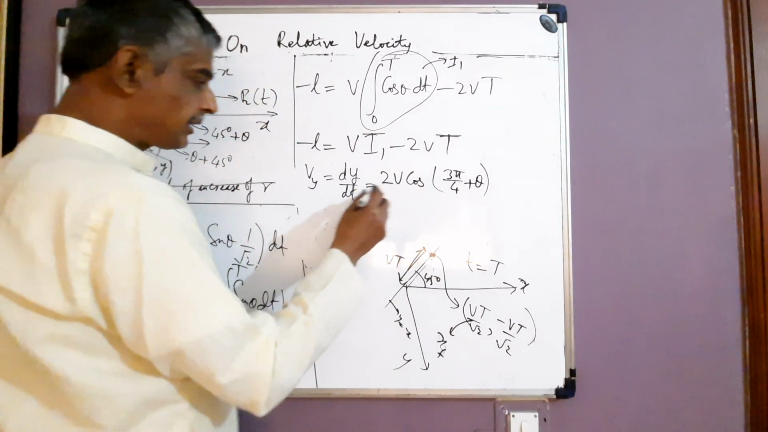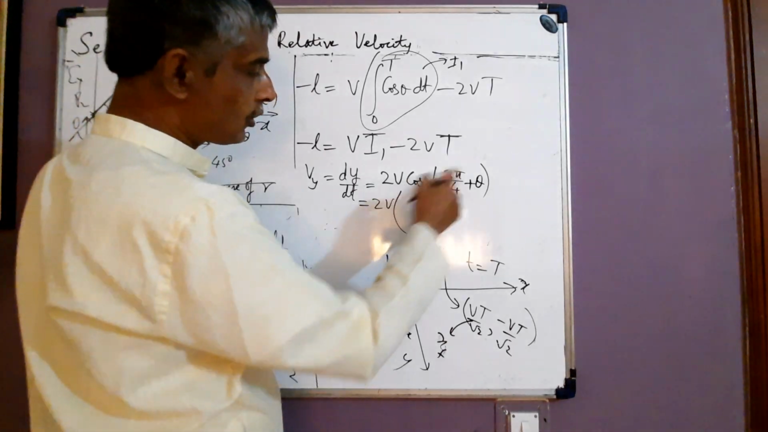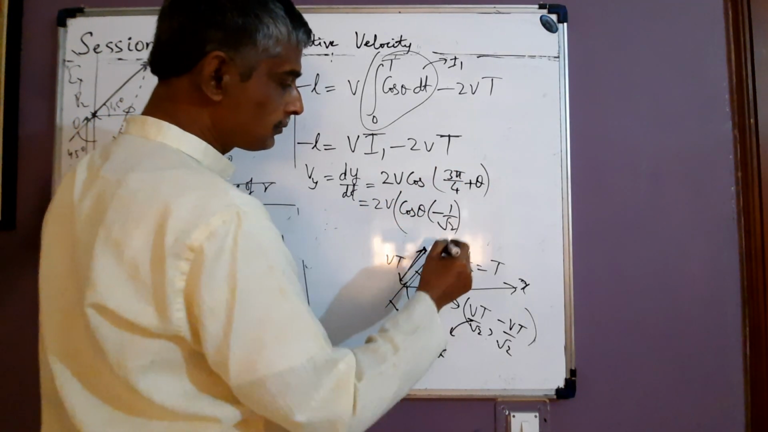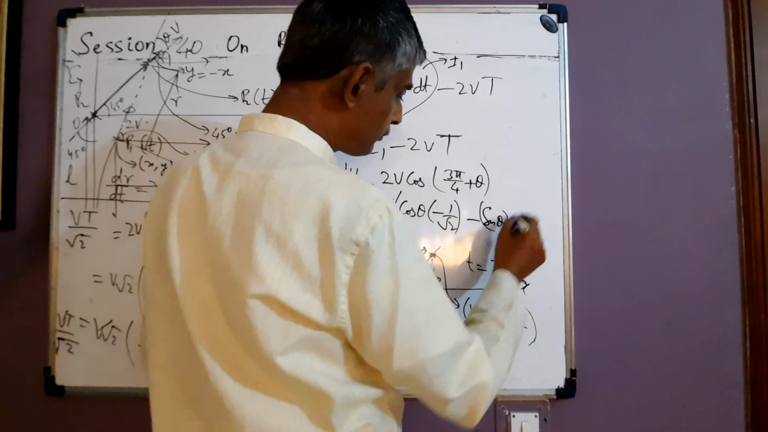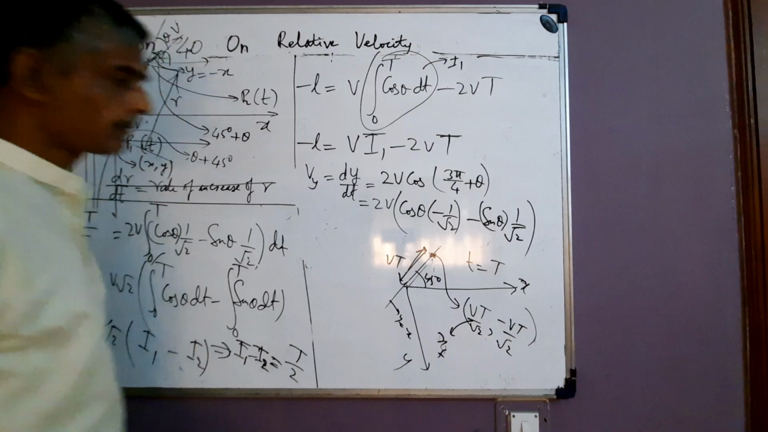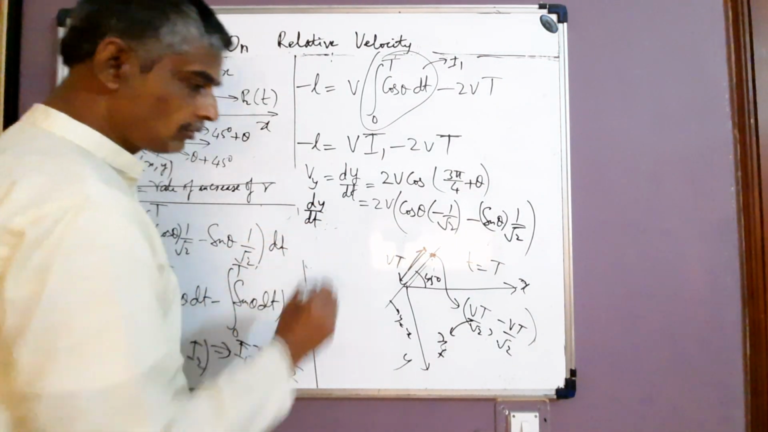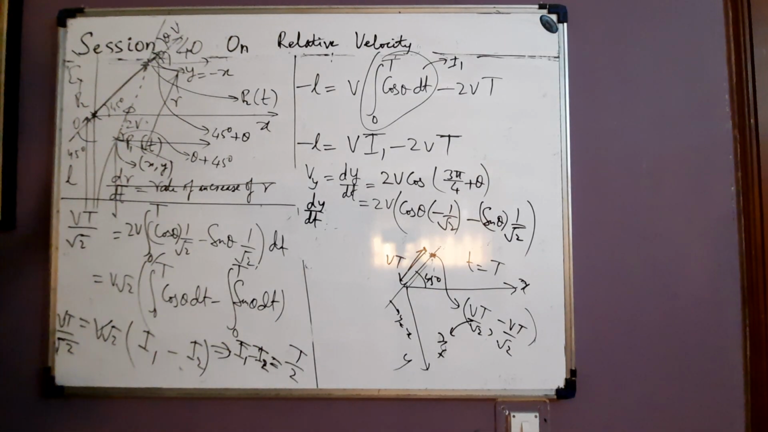Now I'll break this also. Cos(A plus B) is cos A cos B minus sin A sin B: cos theta cos 3 pi by 4 minus sin theta sin 3 pi by 4. Cos 3 pi by 4 is minus 1 by root 2, and sin 3 pi by 4 is simply 1 by root 2. This is equal to dy by dt.